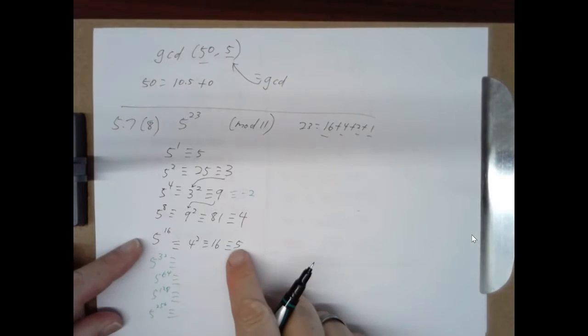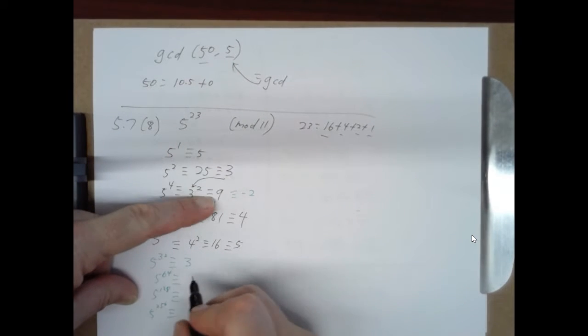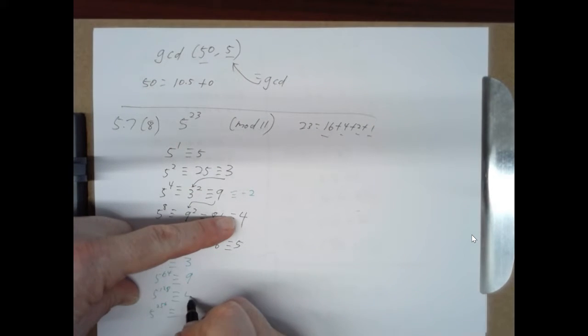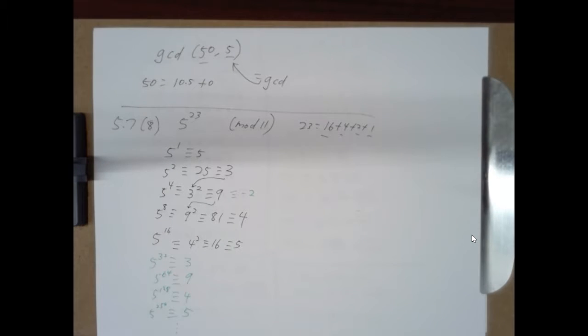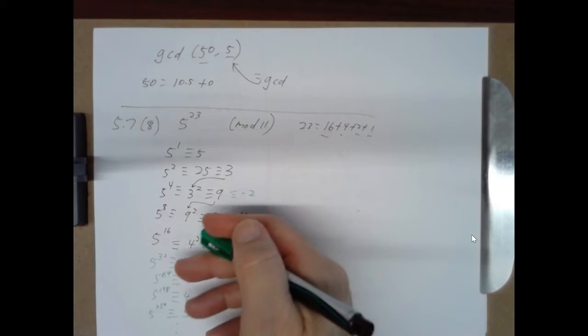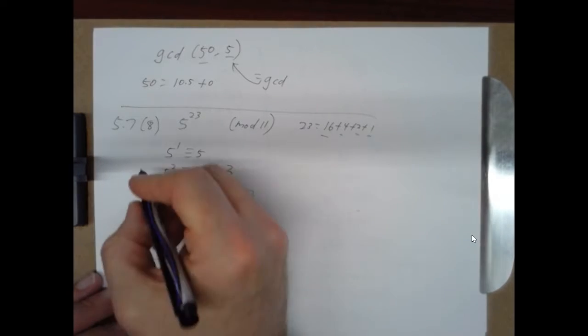But since 5 to the 16th is 5, we already know 5 squared is 3, 3 squared is 9, 9 squared is 4, 4 squared is 5. We've got a pattern. So if you had to do this for 20 powers of 5, you can just keep repeating this pattern as soon as one of these matches something that you've already got. But we didn't have to do that for this problem. We only needed these first 5.